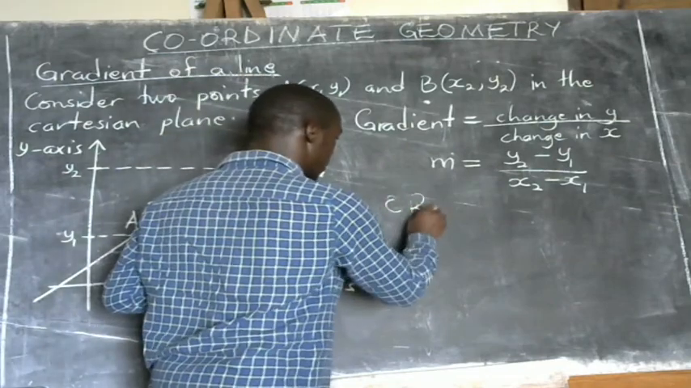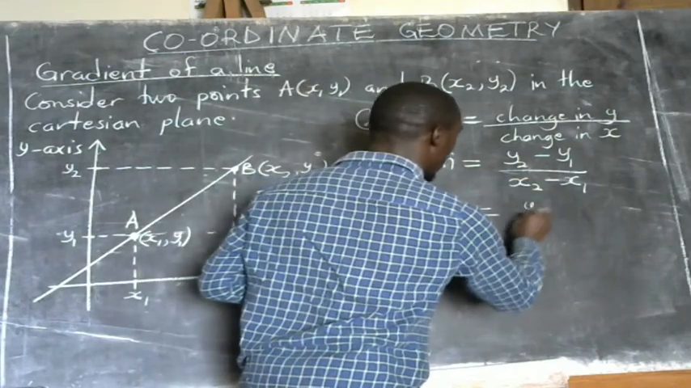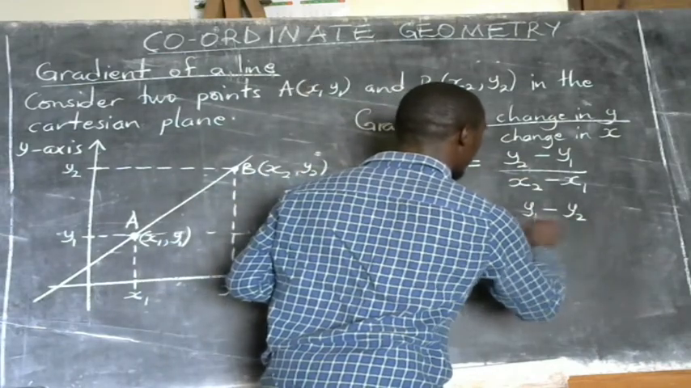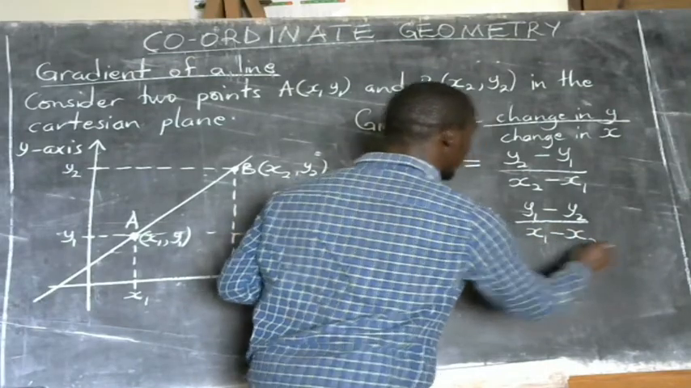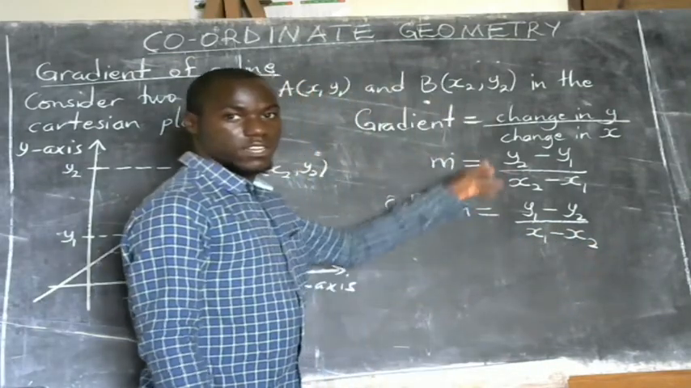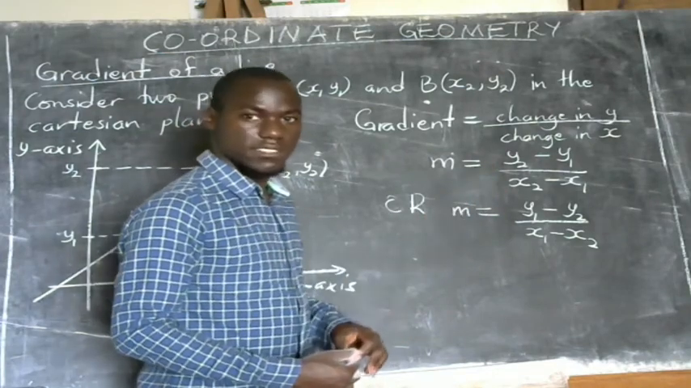Another person can say that my gradient is equal to y1 minus y2 all over x1 minus x2. We both shall get the same answer and of the same sign.